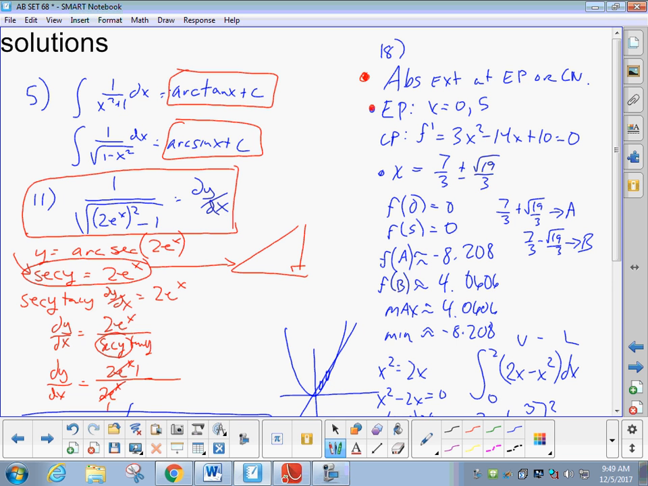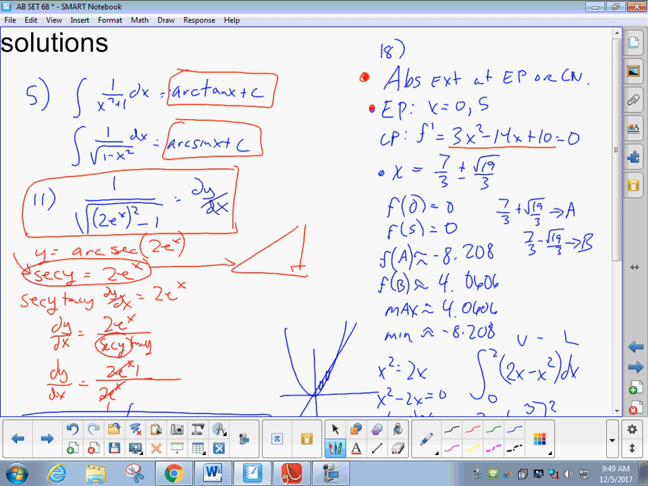First of all, candidates are the endpoints 0 and 5, and then the critical points or critical numbers are where some of the work begins. I distributed the function and found the derivative. The next thing I'd check is the derivative. Did you get the derivative correct? 3x squared minus 14x plus 10.